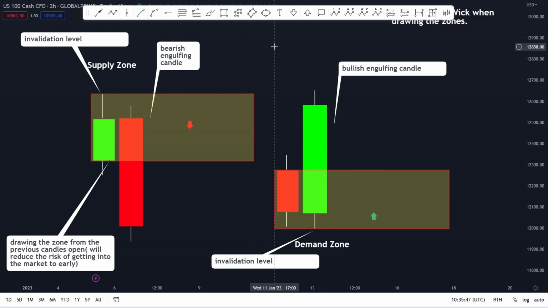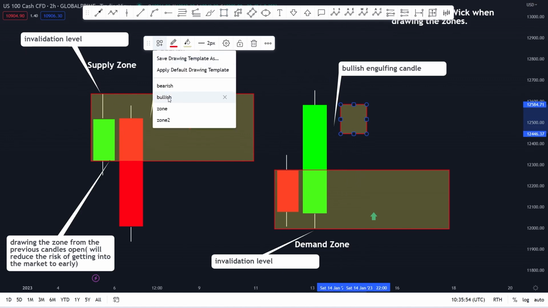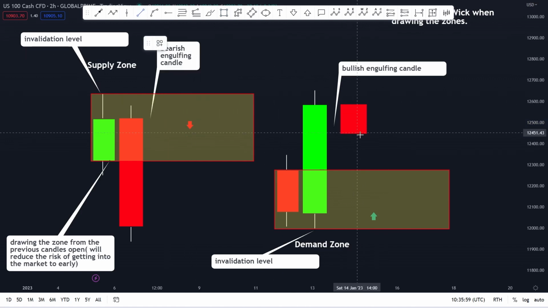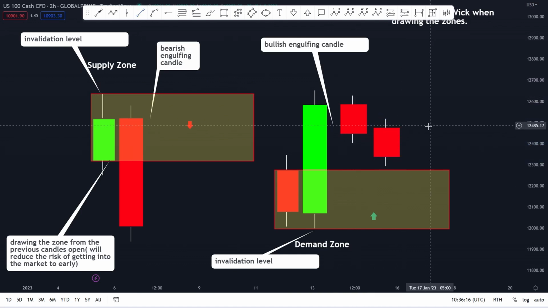Let's find confirmation candles. Okay, I'm going to draw some few candles over here. Let's draw the bearish candle. We have a bearish candle over here. Okay, we have something like this.